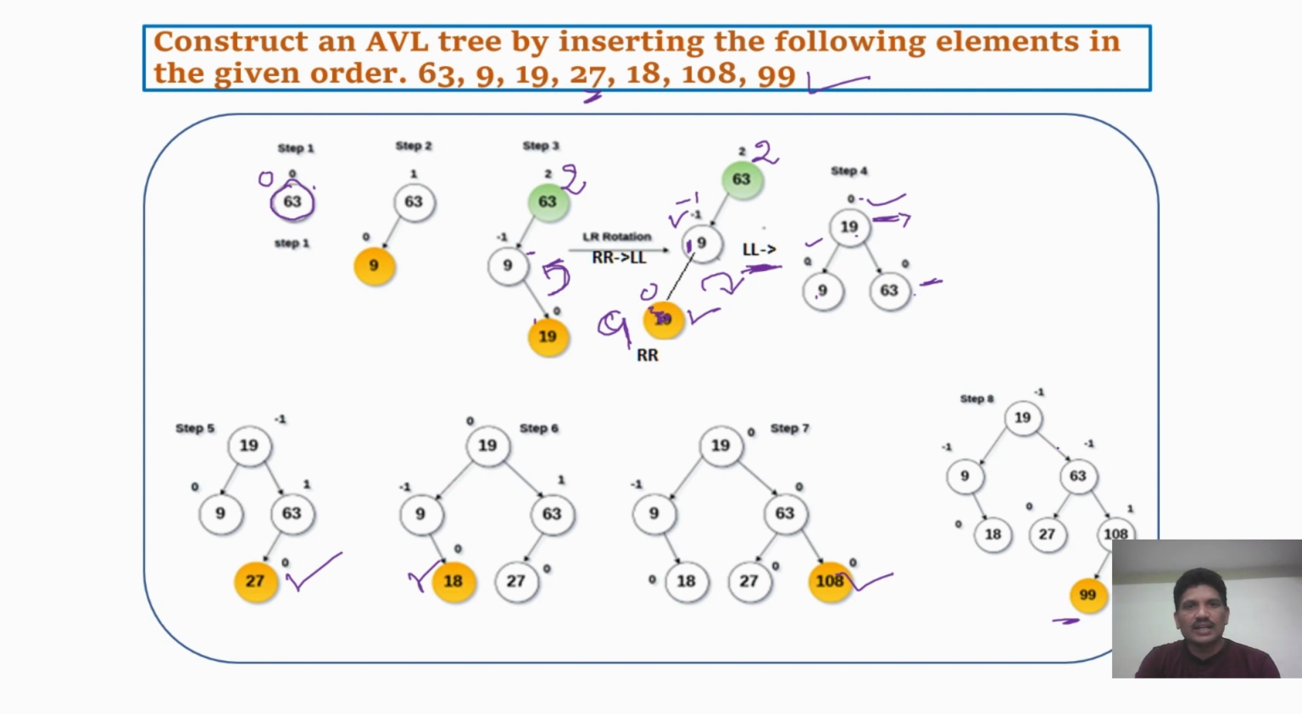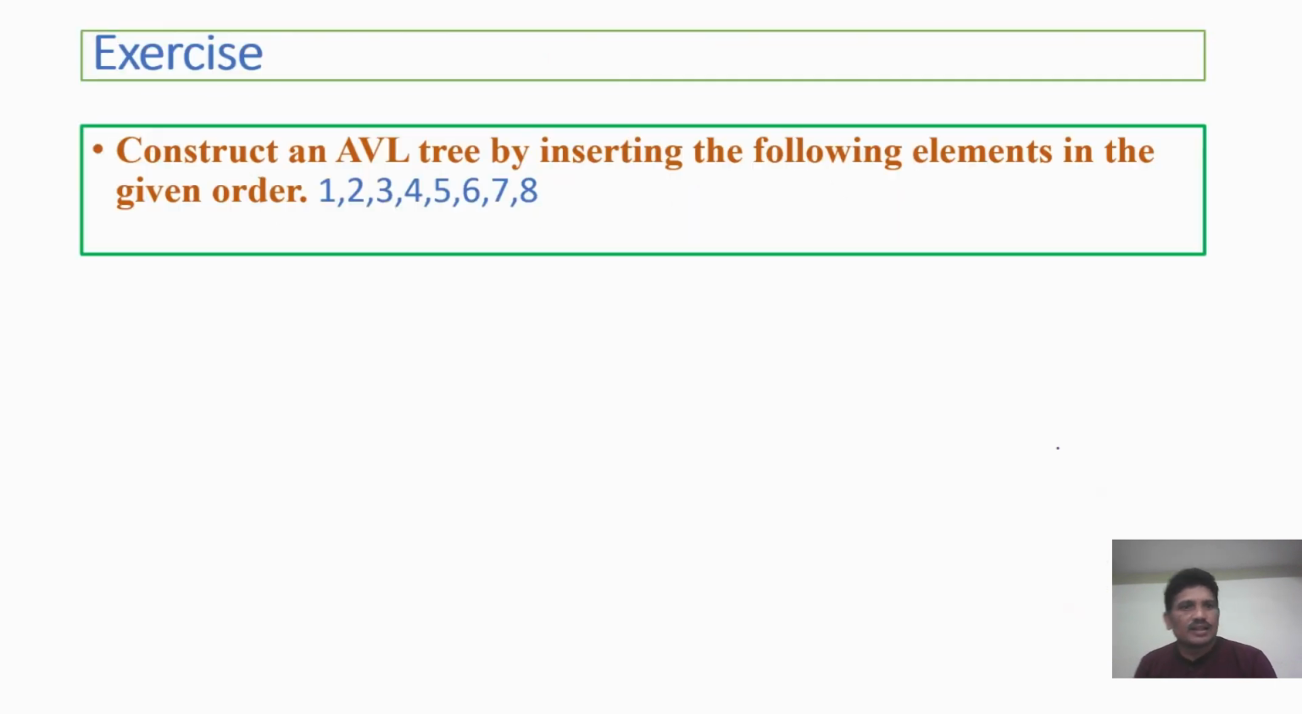In the next slide, how can you construct the AVL tree using the sequence 1, 2, 3, 4, 5, 6, 7, 8? The problem is given to you. You can try it once. If you are not getting it, please connect with me through the comment box, and I will try to solve your problem.